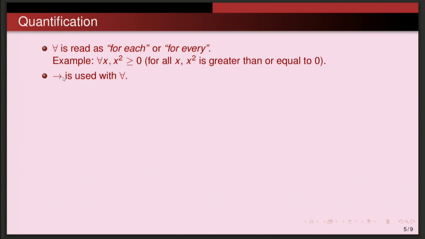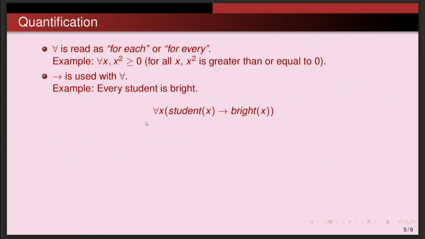And always remember, this is very important: implication will always go with for all. An example: every student is bright. If we want to convert this into a predicate logic structure, it would be for all x, if x is a student, then x is bright. This is the correct method of representing an implication with for all. As a rule of thumb, if there is for all, then there is an implication symbol here. So, if x is a student, then that student is bright; that is the meaning, or it is called every student is bright.